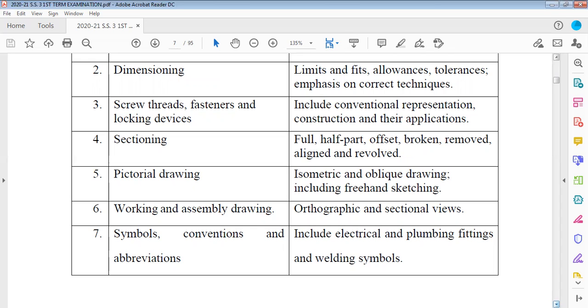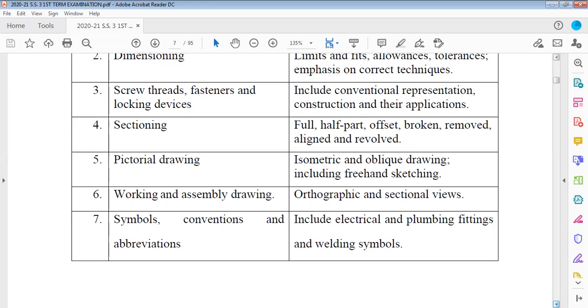Even when you get to SS3, you still need to revise them, most especially the plane geometry and solid geometry questions, because you cannot predict which topic the question will be taken from. So you need to work very much on that, both plane geometry and solid geometry.